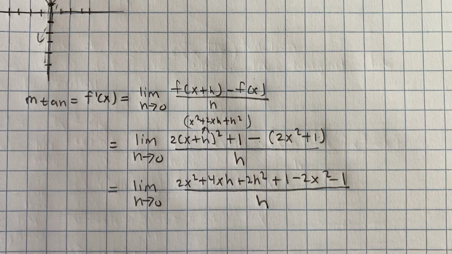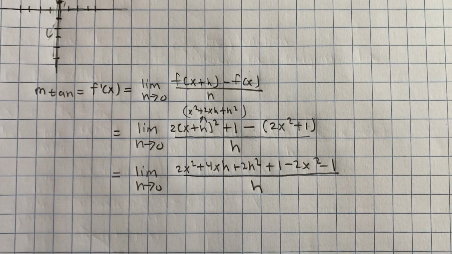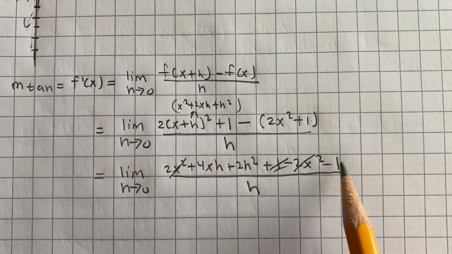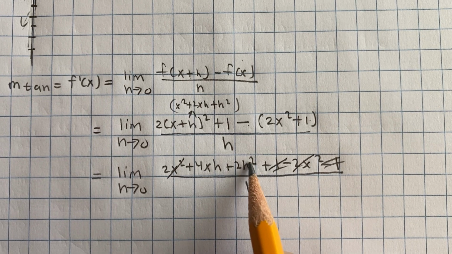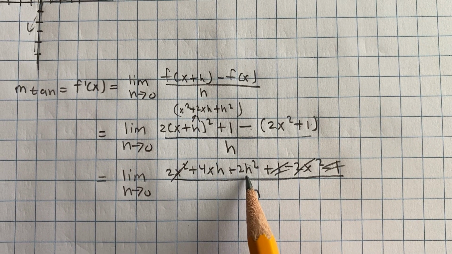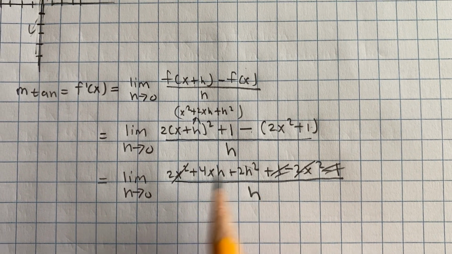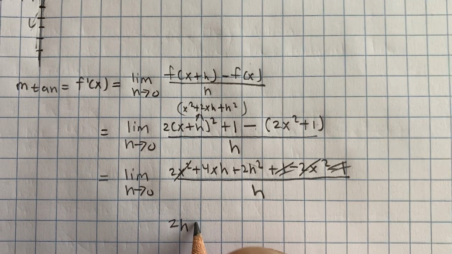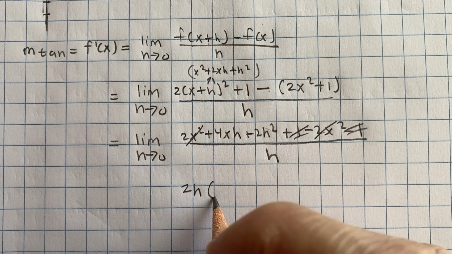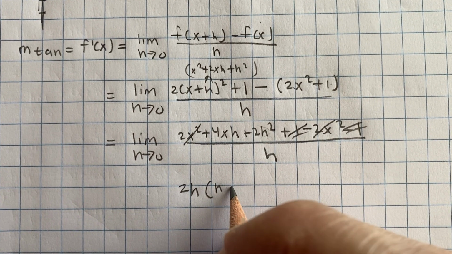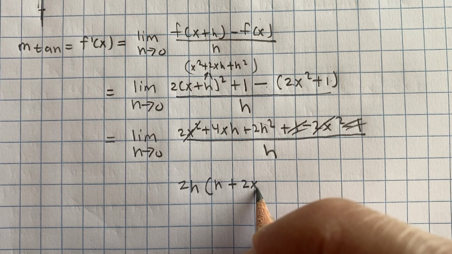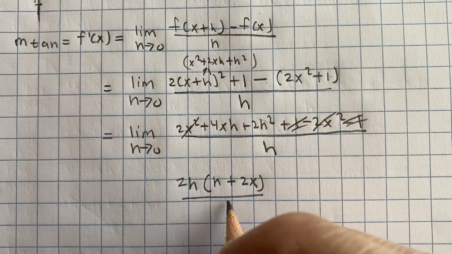All over h. And a bunch of terms should cancel out, right? The 2x squares will cancel out. The positive 1 and the negative 1 cancel out. Between these two terms, it looks like I can factor out a 2h. So let's do that. If you factor out a 2h, you're going to have a single h here, right? Plus 2x, all over h.